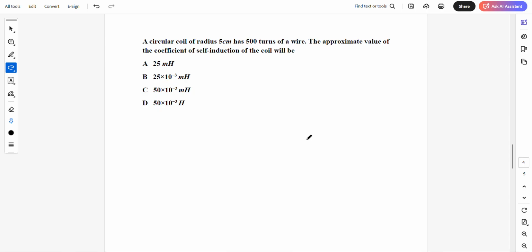What it is saying is, a circular coil of radius 5 centimeter is given. Convert this into meters: 5 into 10 to the minus 2 meter. The number of turns is 500. The approximate value of the coefficient of self induction is asked. What is the formula for the coefficient of self induction?